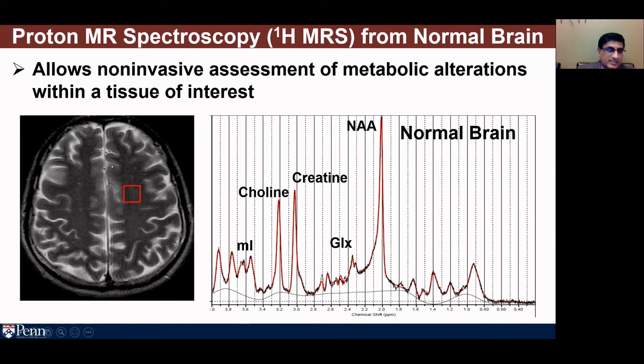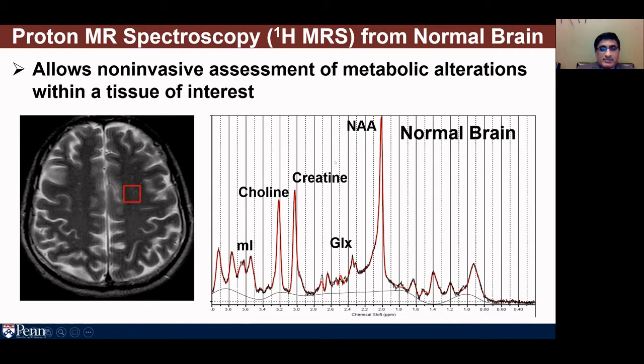As you can see, this is a brain image, and this is a single voxel in the left frontal lobe, especially the centrum semiovale region. This is the corresponding typical spectrum from the normal brain. As you can see, there are different peaks. This is the largest peak. It corresponds to NAA, which stands for N-acetyl aspartate, and N-acetyl aspartate is a marker of integrity and viability of neurons.